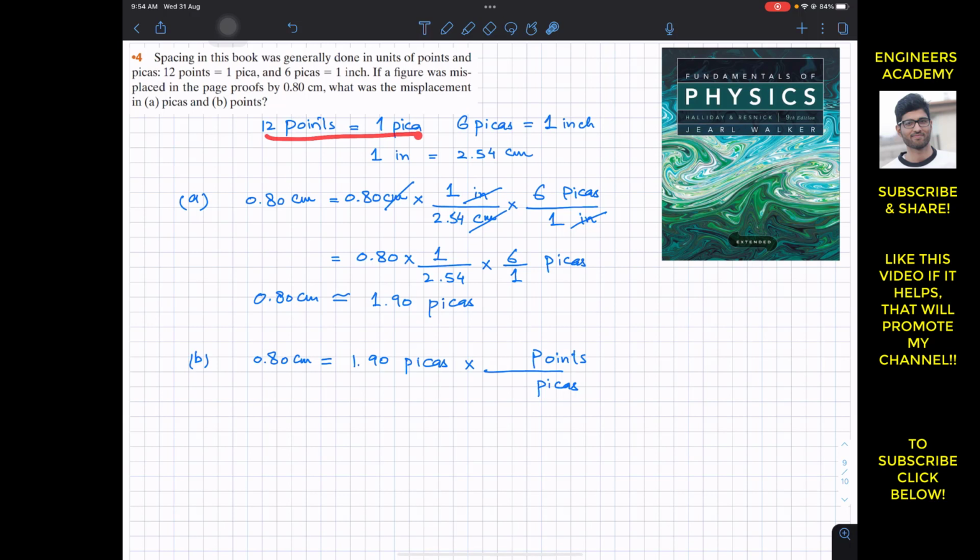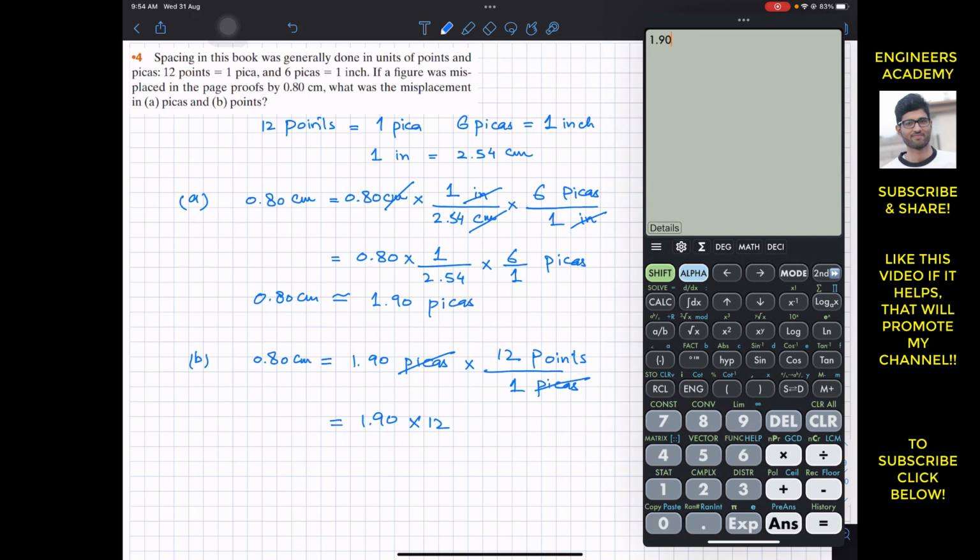Now in this data we are given that 12 points is equal to 1 pica. So we will write that 12 is equal to 1 pica. Now picas will cancel out and we will be left with points, and this will be 0.89 into 12. This gives us about 10.7, but we need to write it in terms of two significant figures. So in terms of two significant figures, it is approximately equal to 11 points. This is points. We are left with the unit of points.